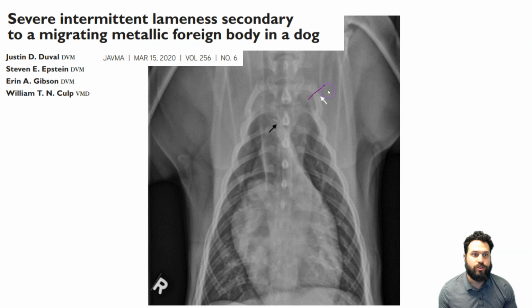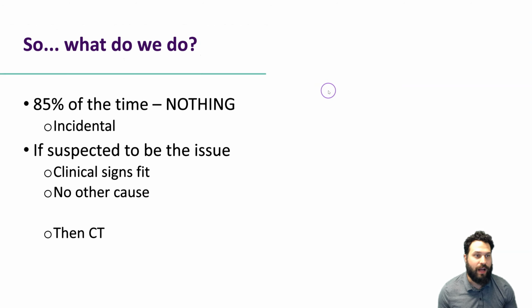So the question is, if we find these, what do we do about them? Well, I think the important thing to know is that 85% of the time, or thereabout, from that abstract from NC State, nothing. We don't really have to do anything. These are incidental findings. But sometimes they can be related to the issue, right? That's not a 0% chance that they're related.